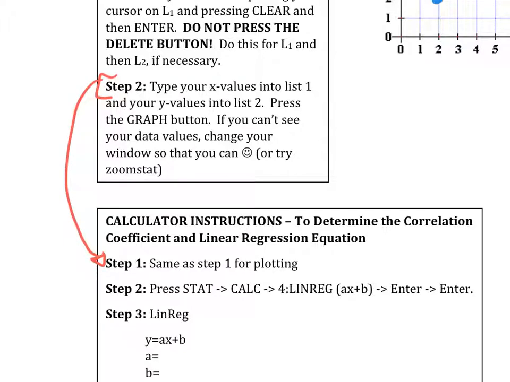Then once you have your data values typed into your lists, you're going to hit the stat button again, which again is underneath delete. You're going to go over to the calc menu and go down to option 4. It says LinReg(ax+b) in parentheses. Hit enter. Some you have to enter a bunch of times, but just keep hitting enter until a bunch of stuff pops up. It should say ax plus b, a equals, b equals, r squared equals, and r equals. If you're not seeing that, let me know.